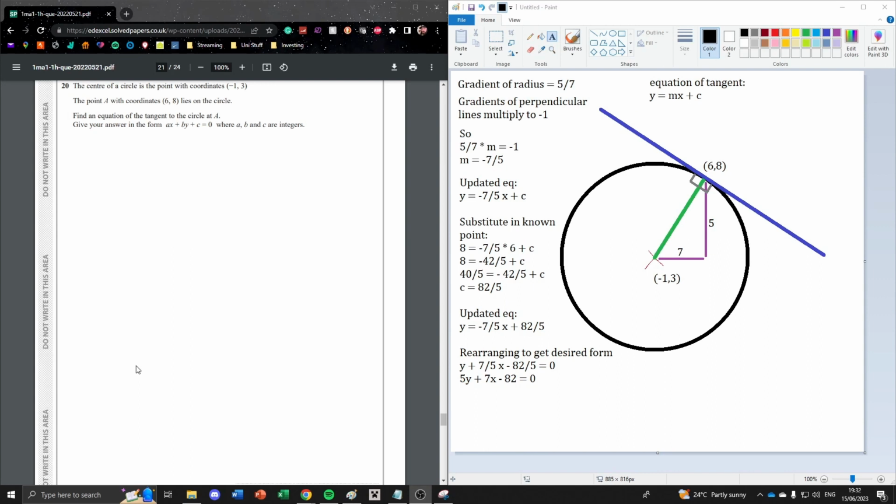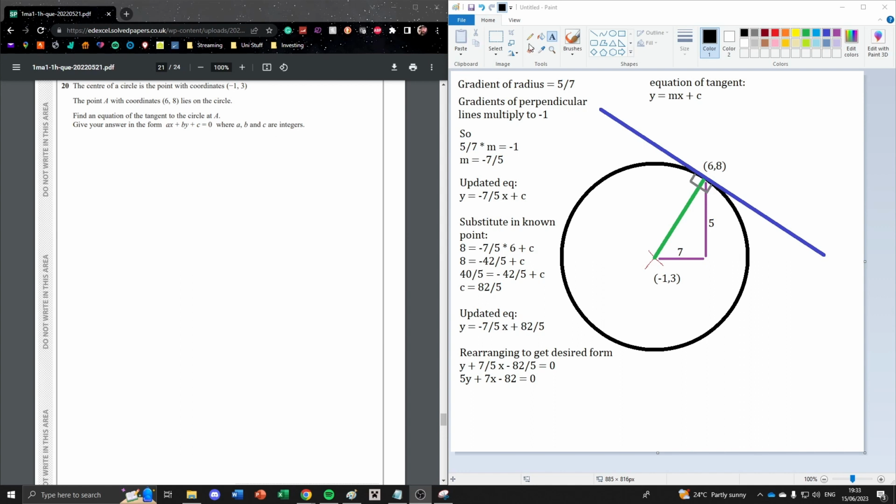Question 20 is a mix, a question about circle theorems, but also linear equations. So we're told that we have the center of a circle being the point (-1, 3), and a point A with coordinates (6, 8) lying on the circumference of the circle. And we're asked to find the equation of the tangent to the circle at A. And we're asked to give this equation in the form ax + by + c = 0, where a, b, and c are all integers, that's whole numbers.